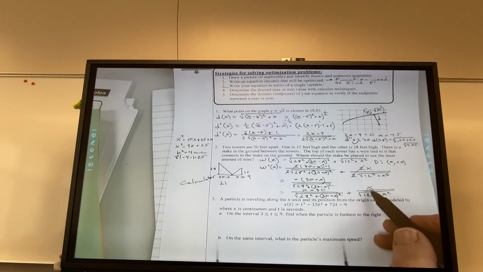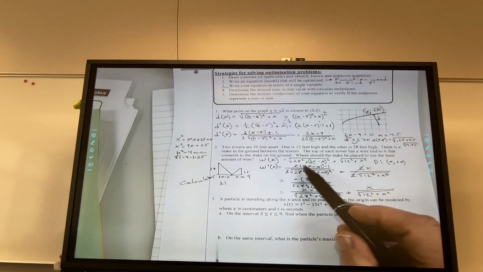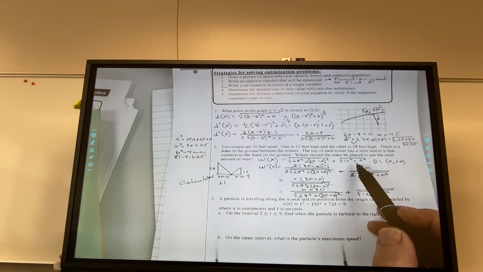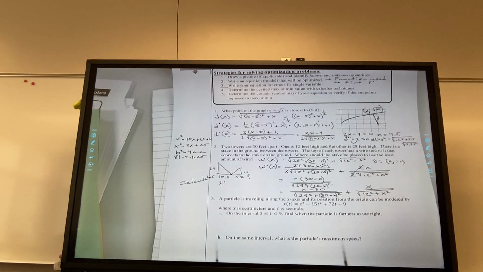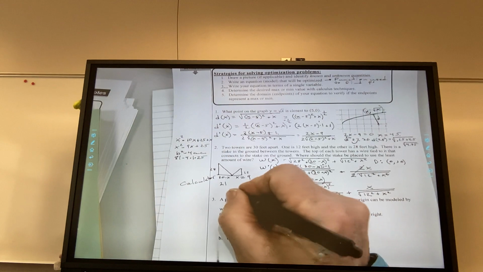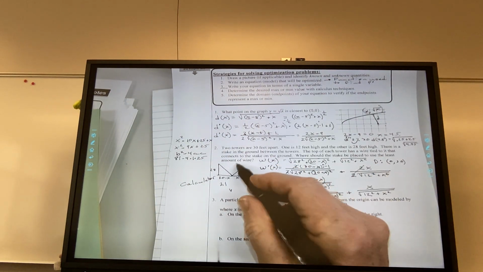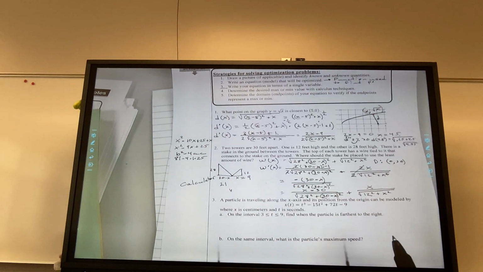And I could put 9 into this equation up here to figure out how much wire I would need. I would figure out, okay, it says where should the stake be placed? Well, for the least amount of wire, it should be at 9. It doesn't ask me for what that value is. Are we okay? All right.